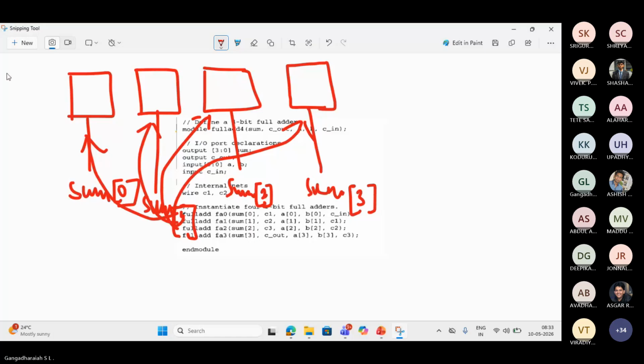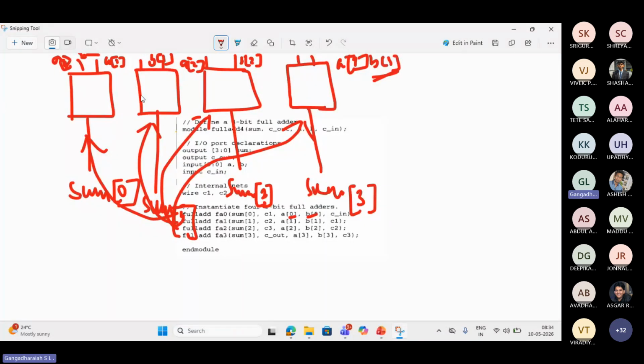So now understand. The A input is connected to A[0], B is connected to B[0]. That's written here, B0, this is A0. I'm not able to write here. This is again A[1], this is B[1]. Here it is A[2], B[2]. Here it is A[3], B[3].